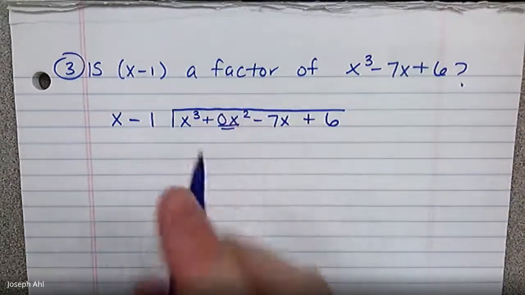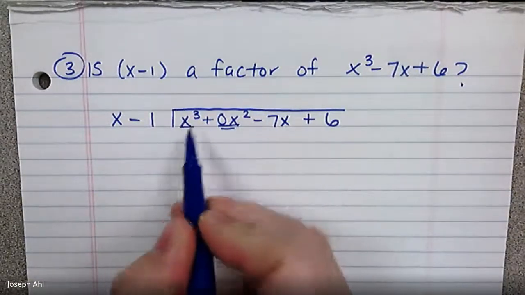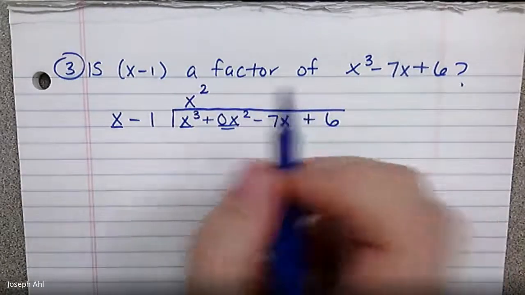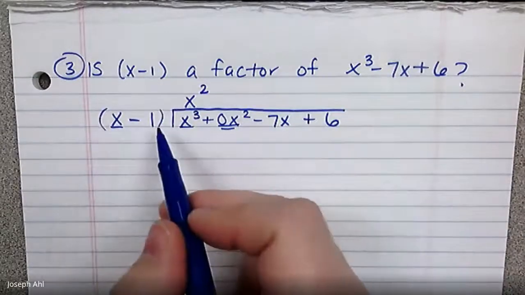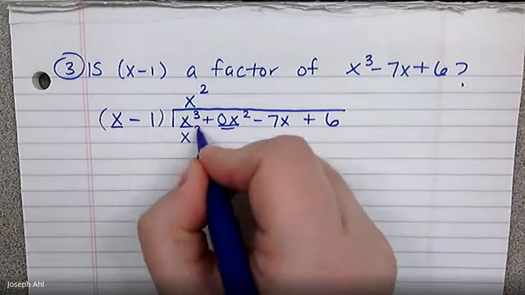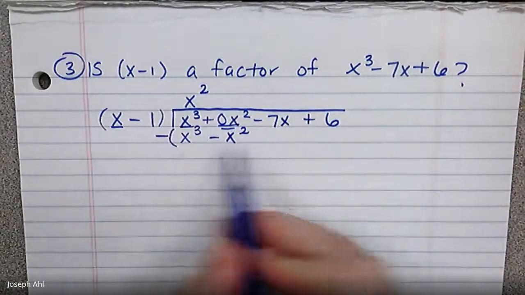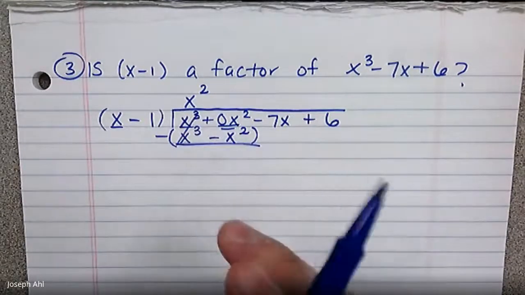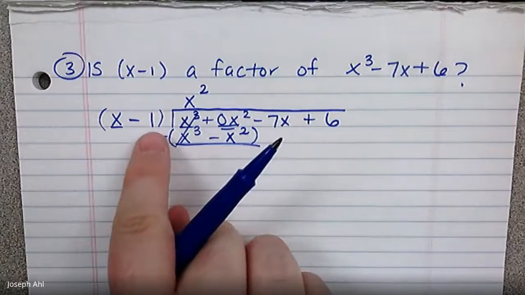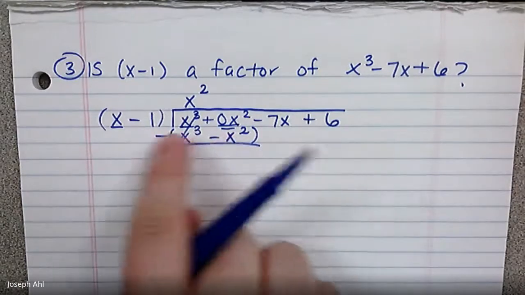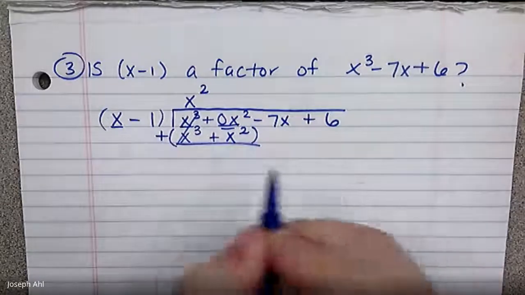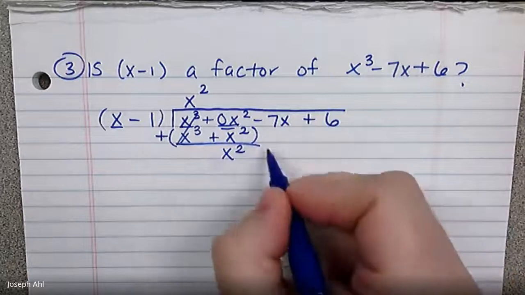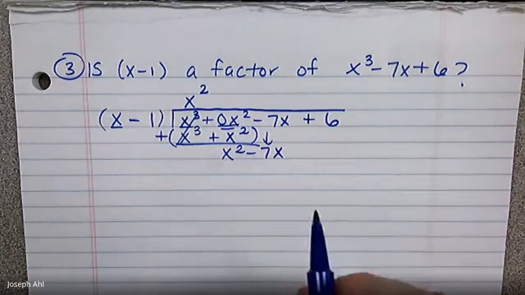Now that I have my placeholder of 0x squared in there to start the process, you're going to take the first term of x cubed and divide by x on the outside. Well, x cubed divided by x is x squared. Next part of the process, multiply through by x minus 1 to get x cubed minus x squared. And then we have to subtract. Well, x cubed minus x cubed goes away. Over here, you're going to have to subtract a negative. So when I subtract a negative, you can think of that as being a positive x squared here. So 0 plus x squared is just, well, x squared. Bring down the next term, minus 7x, and continue.